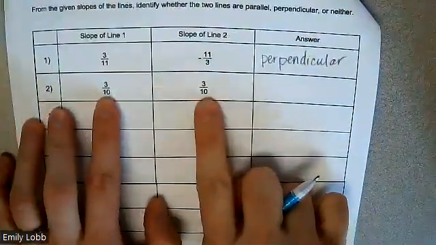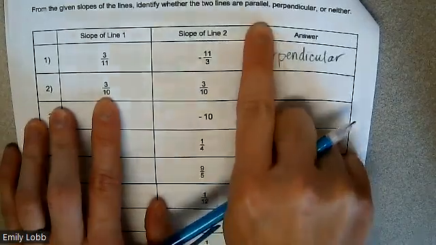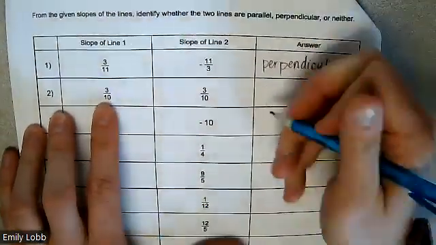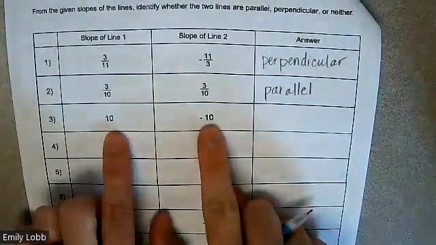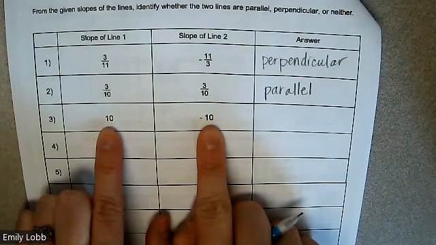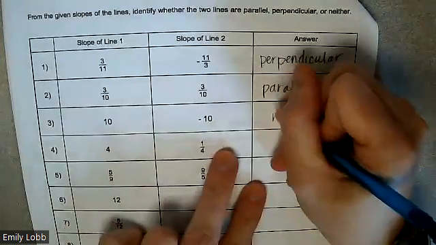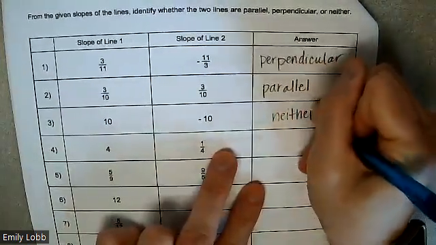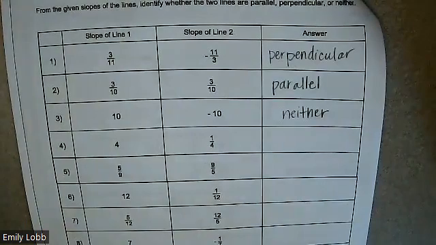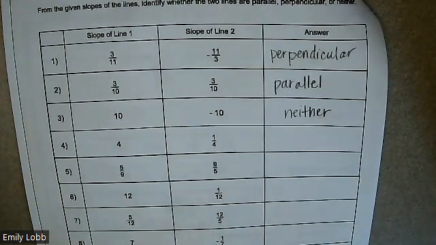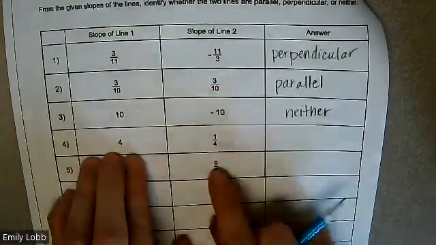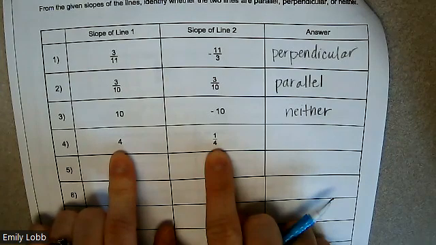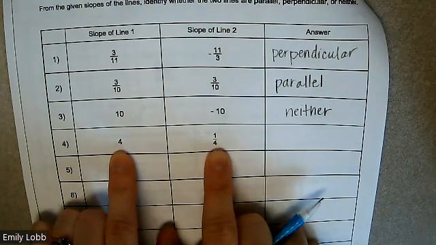How about number 2? Are these the same? Yes, so that tells us they are parallel. How about number 3? Are they the same? Nope. Are they opposite reciprocals? Nope, so they are neither. I think this time last year we were all having the debate of whether it was neither or neither. You can say it either way. Or either way.